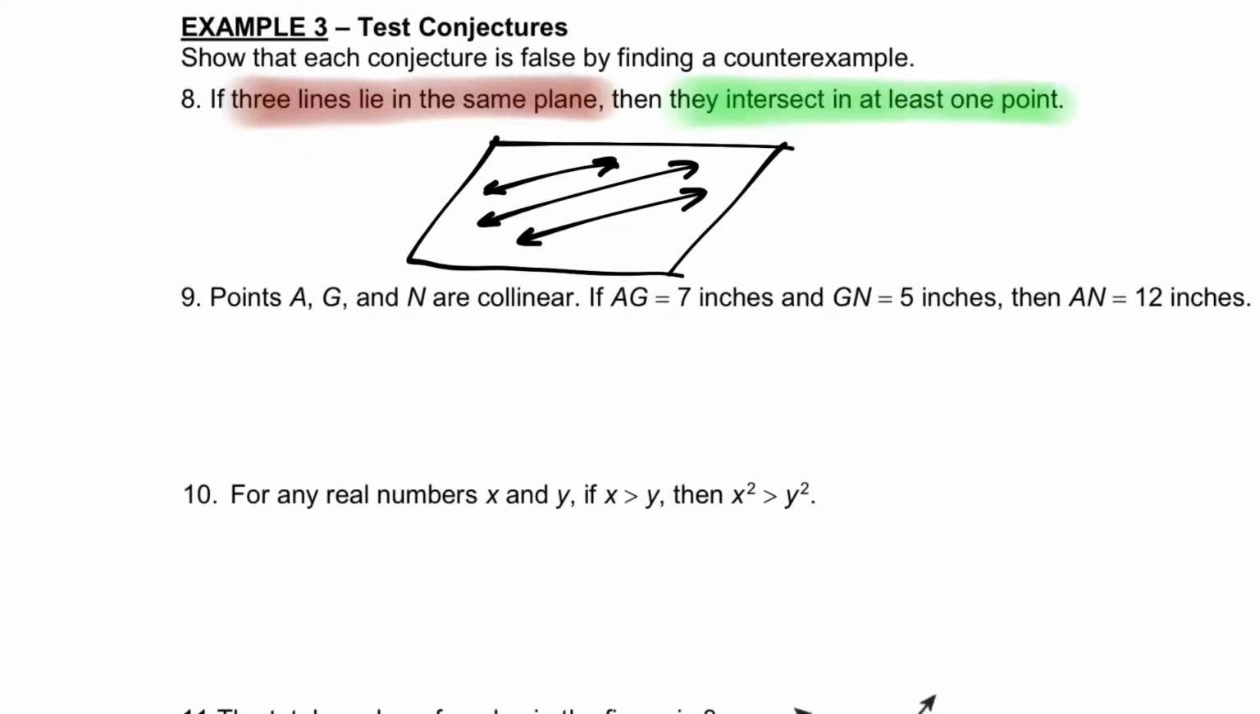I'll give you a second to draw the picture that I drew. And then what you should notice in my picture is that it makes the red part true. You have 3 coplanar lines, but it makes the green part false because they do not intersect at all. In fact, there are 3 parallel lines. So in this number 8, my counterexample is actually going to be the figure that I drew for you.